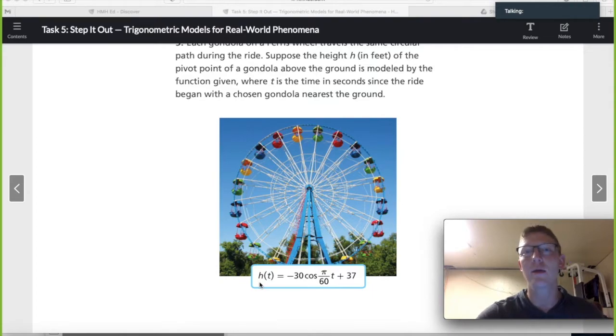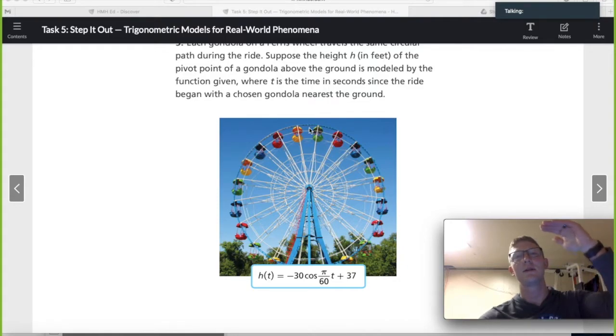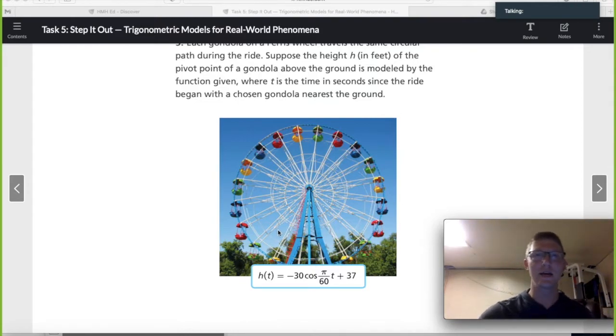So why would a cosine function work for this? If you think about it, the height, if you start here, would start at, kind of like 0. And then as it goes up, it increases, and then it hits a maximum. And then it decreases, and then it increases, and then it decreases. So that's why these sine and cosine functions are very handy.